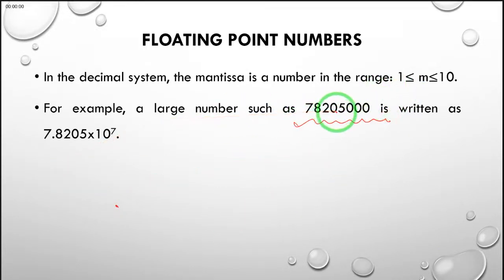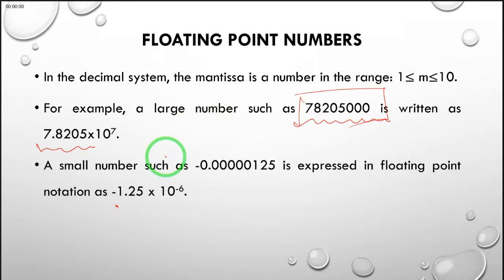So for instance, we have a number such as 78,250,000. If you were to represent this number using a sign magnitude scheme with 16 bits to represent the whole part, this would be impossible. But when you represent it using floating point numbers, you can simply express it as 7.825 times 10 to the power 7, and that number has high precision as well as high dynamic range.